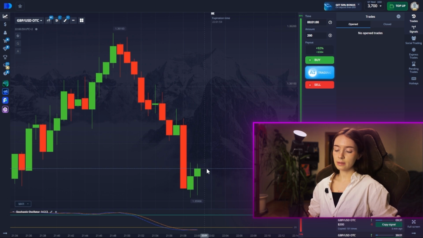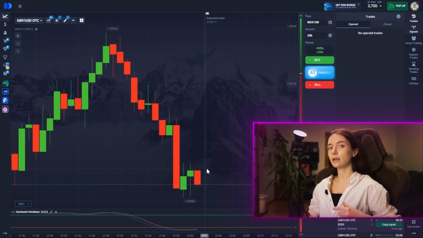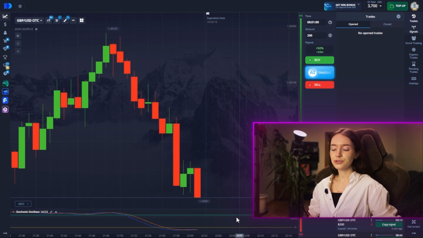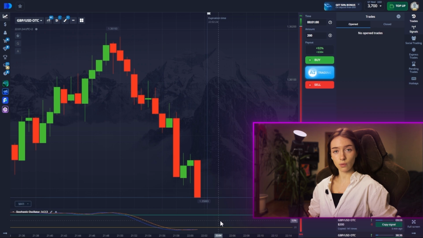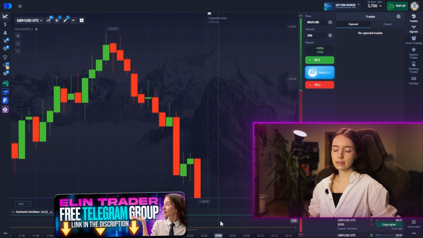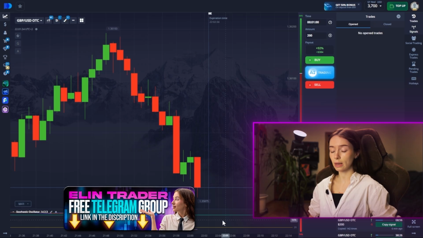Which stochastic signals actually matter? There are four meaningful ones. Stochastic was below 20 and then exits upward, a possible bullish reversal. Stochastic was above 80 and exits downwards, a possible bearish reversal. These signals are stronger than simply being inside the zone. Crossovers also matter. An upward crossover may signal growth, a downward crossover may signal a decline. But these are secondary signals and often noisy, so you can't rely on them alone.